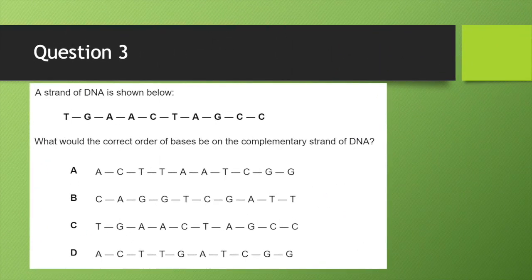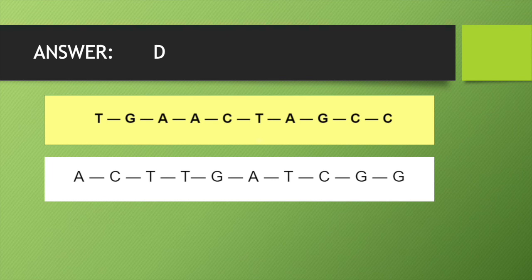Question 3. A strand of DNA is shown below: TGAACTAGCC. What would the correct order of bases be on the complementary strand of DNA? A. ACTTAATCGG. B. CAGGTCGATT. C. TGAACTAGCC. And D. ACTTGATCGG. The correct answer is D.